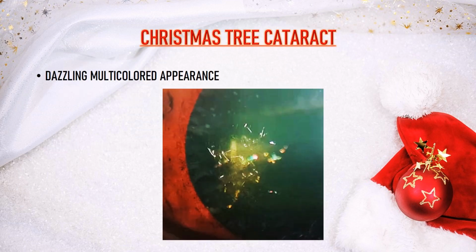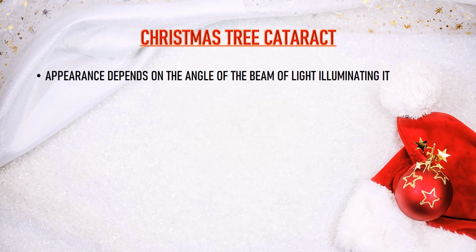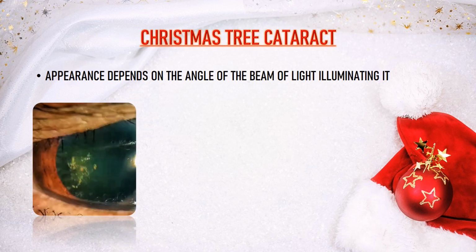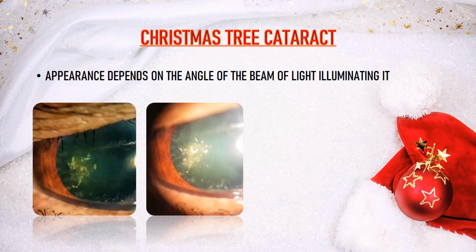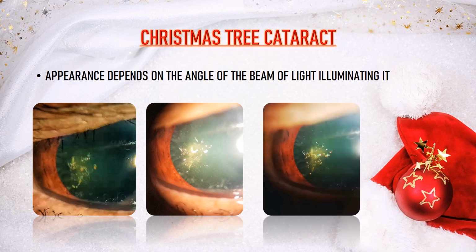These needle-shaped crystalline opacities give a dazzling multicolored appearance to the cataract, which makes it look very striking to the person examining it. This appearance depends on the angle of the beam of light illuminating it. In retroillumination, when the beam of slit lamp is perpendicular to the cataract, you will see only the borders of the cataract. But when the beam of light hits it directly, it shines like a crystal. And then at different angles of incident light, it shows a variety of colors like pink, green, gold. This multicolored shining appearance resembles a decorated Christmas tree, and that is why this cataract is known as Christmas tree cataract.